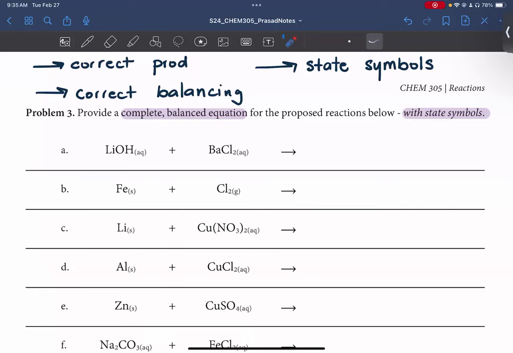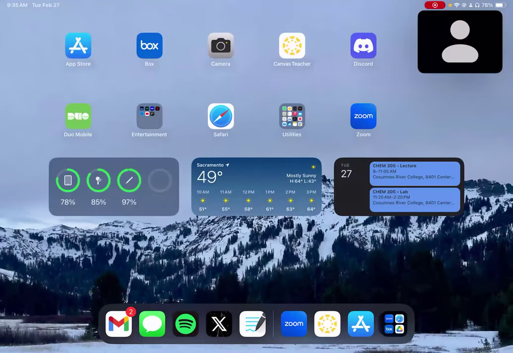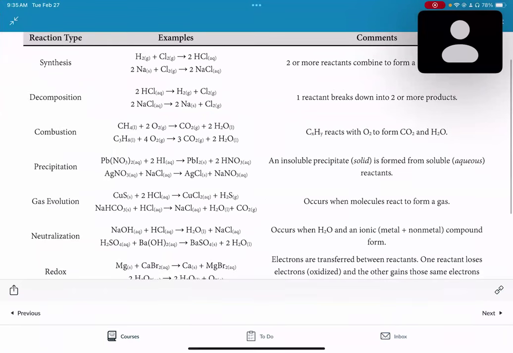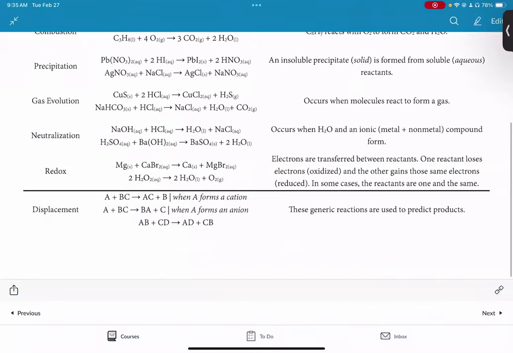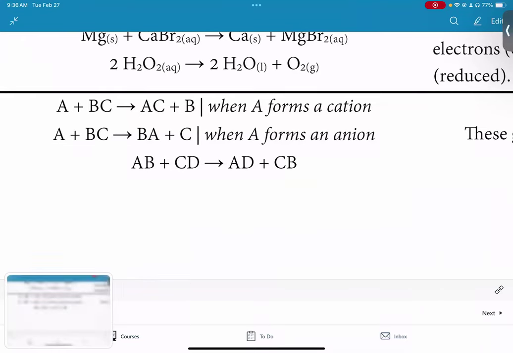Okay, let's do this. Before I forget, the reactions 101 table, it'd be a good idea to have this up because I'm going to draw attention to it every now and again. Most notably, the very, very last row titled displacement. I've given here a few generic reactions. I've corrected the typo that Sarah found last week. So these are the generic reactions that we are going to use to predict the products. I'm going to take a quick screenshot of this. That way we have it handy.